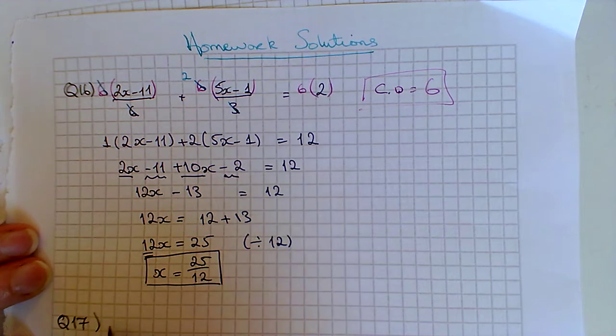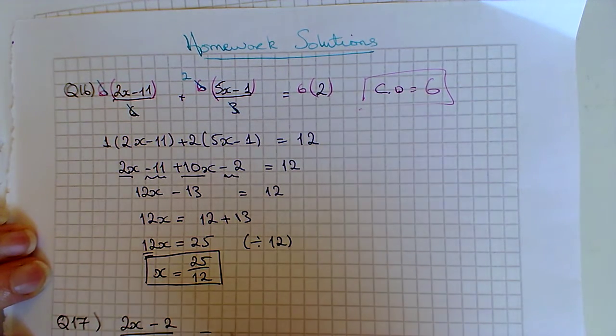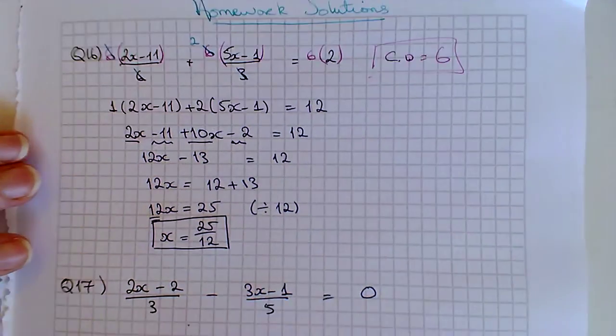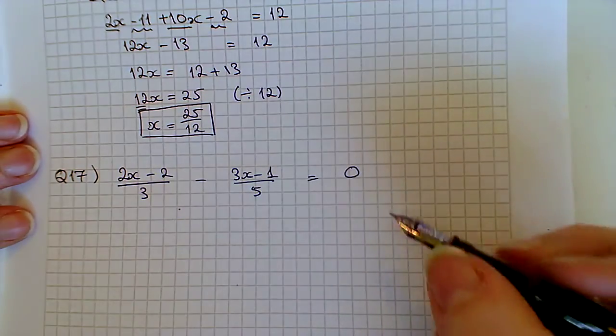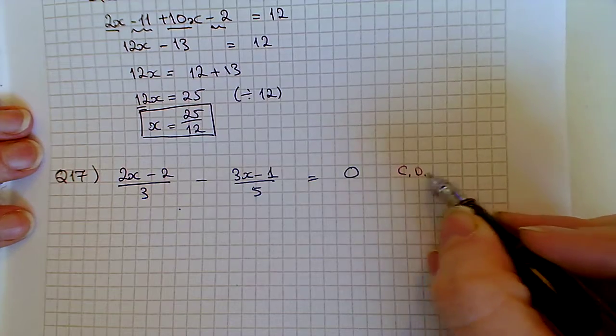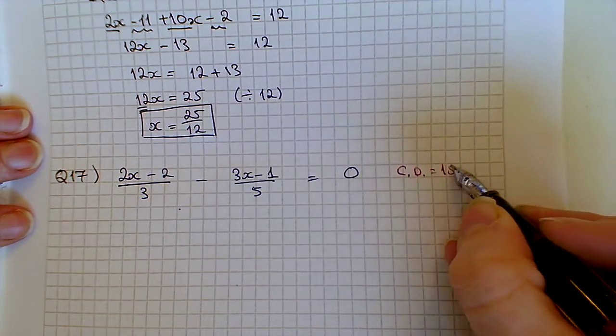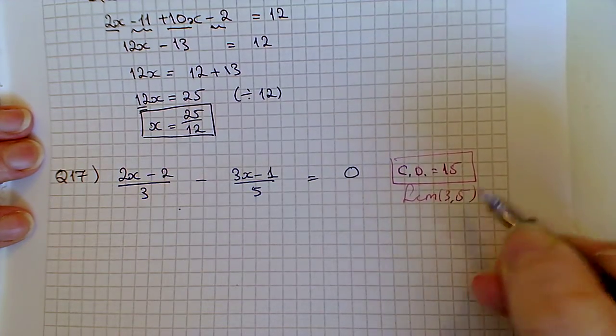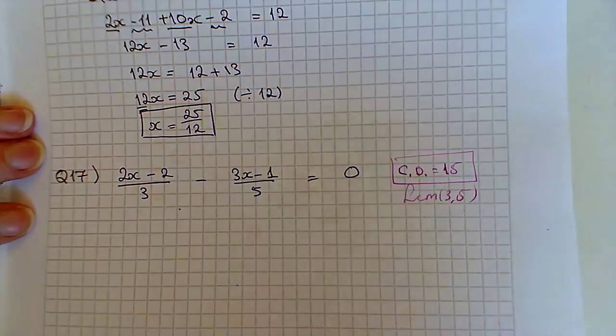So question 17 was (2x minus 2) all over 3 minus (3x minus 1) all over 5 equal to 0. People sometimes forget that 0 is a number. We tend to think of it as nothing, but it is a number, and everything that we can do to numbers, we can do to 0 as well. Now my common denominator, I hope you'll agree, will be 15, because that's the LCM of 3 and 5. That's where I'm getting these common denominators from. It's the lowest common multiple of all the denominators.